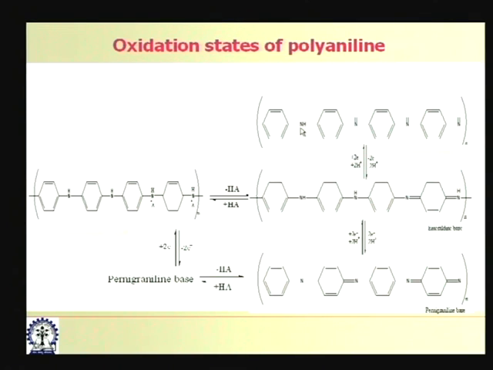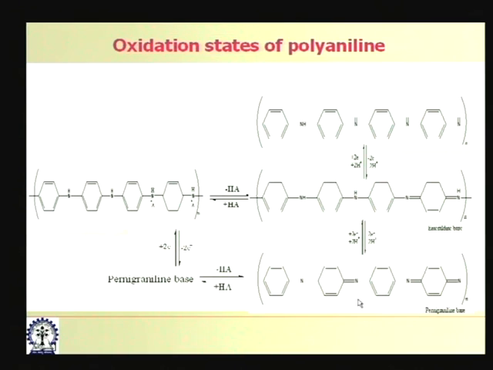Look at this structure, the lone pair is available, but how can you get the conjugation here? You cannot get conjugation here. You have to get the conjugation by this salt formation, that means if you donate electrons or accept electrons from this structure, then you can get this kind of structure. So, that is the role of dopants, and this is true for all conducting polymers.